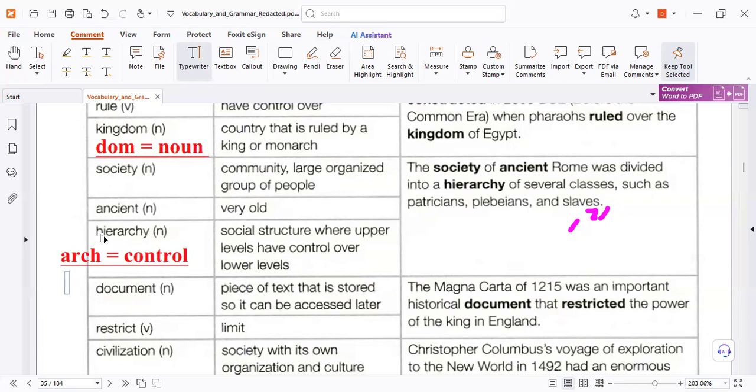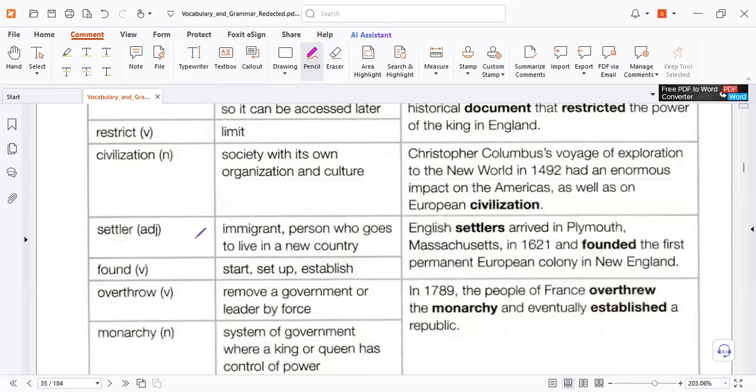And here the word hierarchy, do you know high? It's similar to the word high. So control on higher levels, control over lower levels. And look at the pronunciation. Do you remember this sound? Oh, look, oh. But here, organize, not oh. Here look, arch.